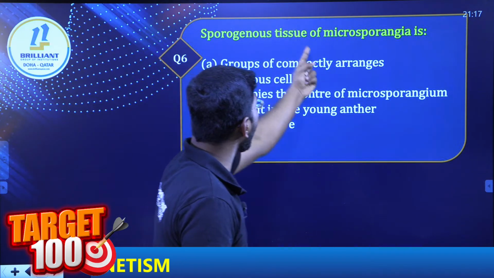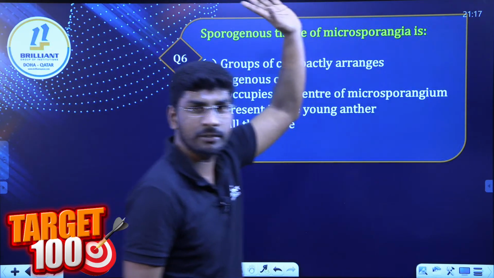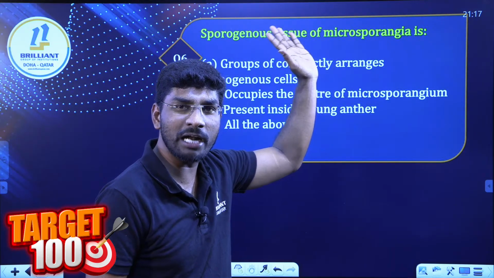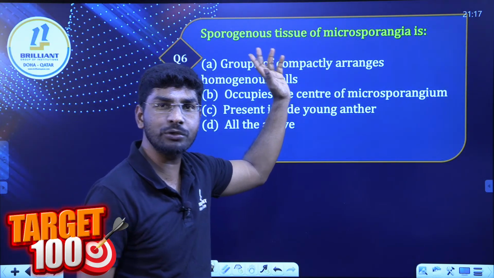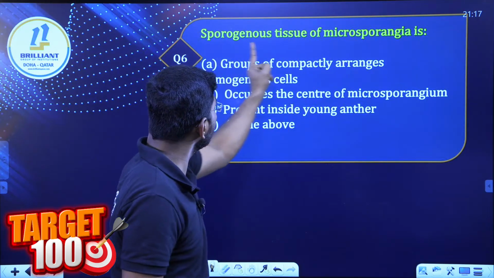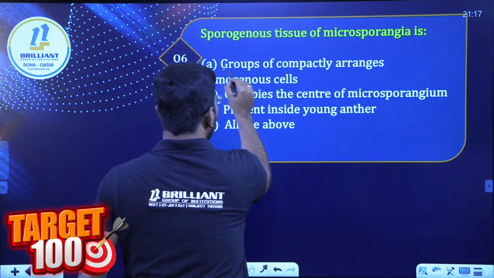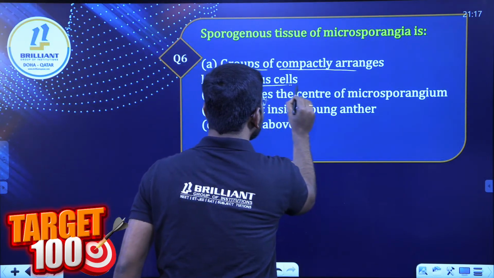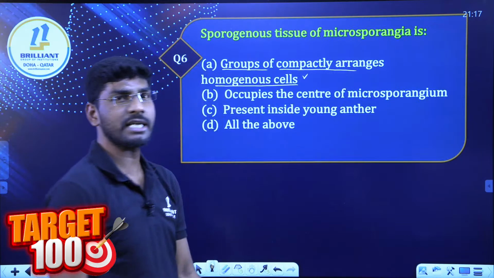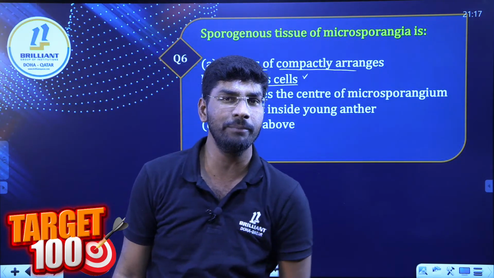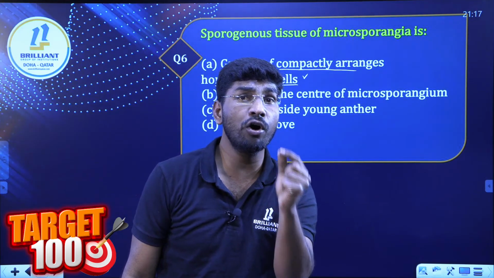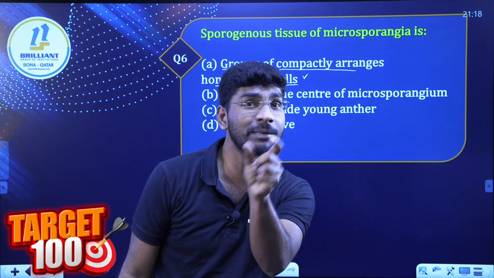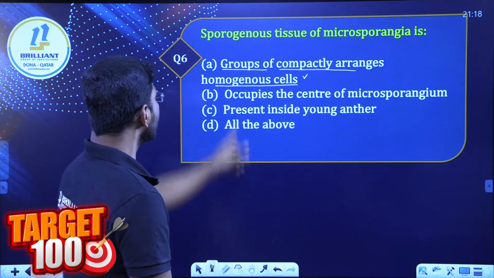Sporogenous tissue of microsporangia is, any one of you? I will be silent for a while. You have to tell me the answer. Can any one of you give me the right answer of this question? Sporogenous tissue, group of compactly arranged homogeneous cells. Yes, absolutely, NCERT correct, direct line it is given. And number 2, before the starting of microsporogenesis, there is a 2 line or 1 line statement. Read the statement. What is given?